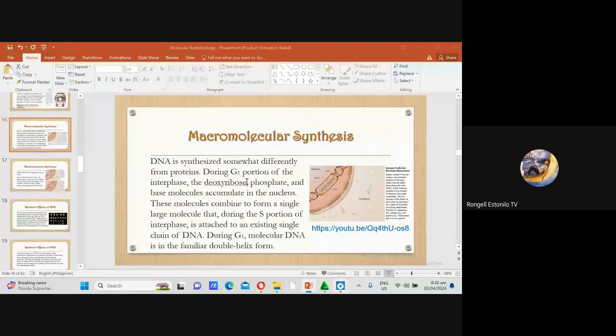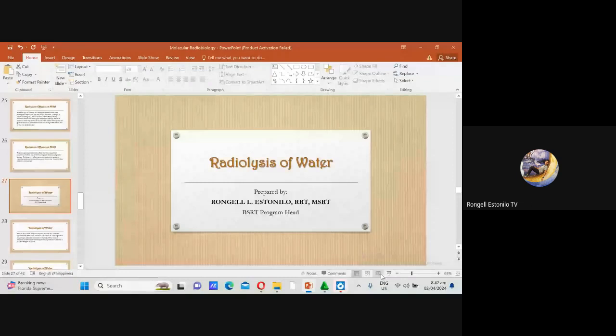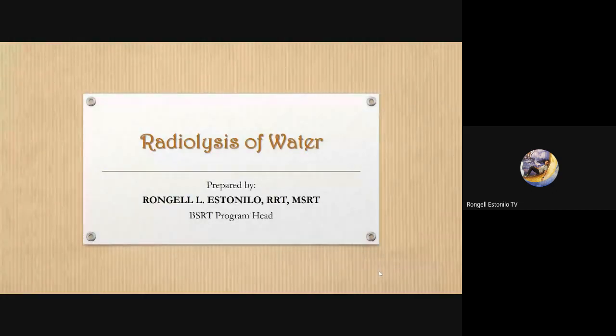So ngayon, we have the radiolysis of water that we are going to discuss. Kasi nga, sabi natin kanina, medyo iba talaga ang interaction ng water, or iba ang effect ni water as compared to the other molecules. So, pinasok natin dito yung radiolysis.